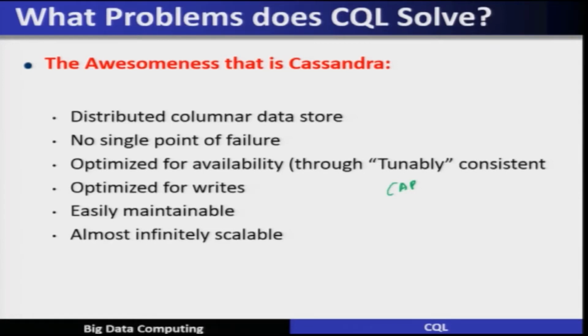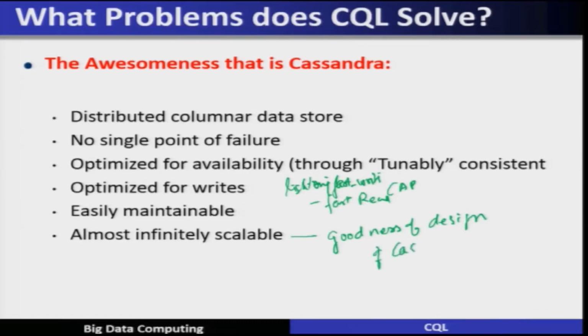Cassandra is optimized for writes. Here the writes are lightning fast, although reads are also very fast. And Cassandra is easy to maintain, and also infinitely scalable. This is the good part of the design of Cassandra. So, all these add to the awesomeness of Cassandra.